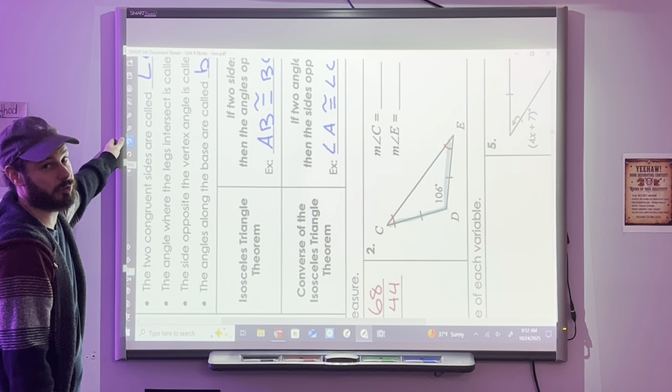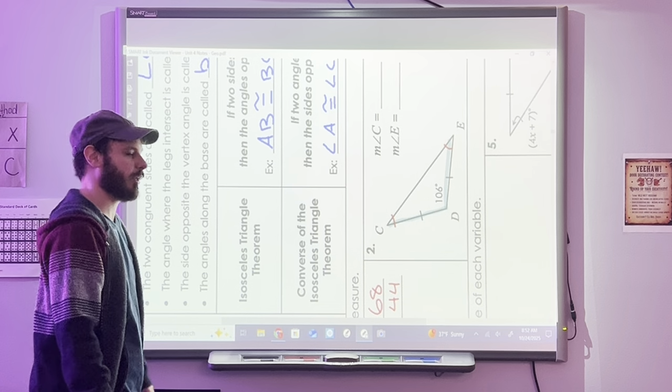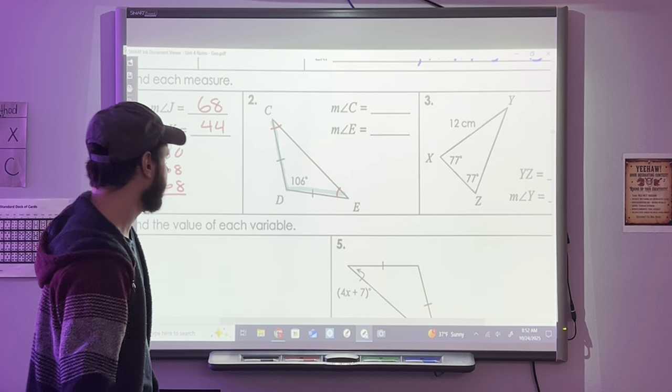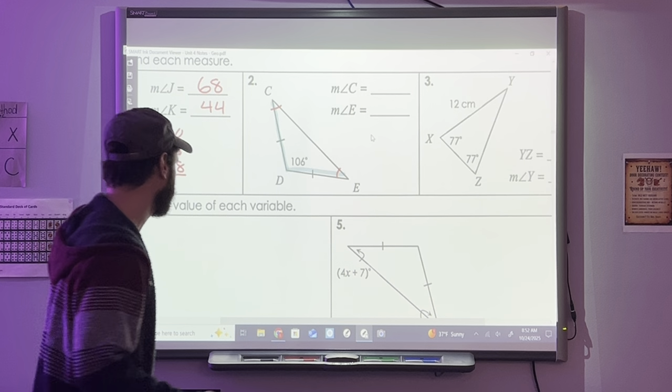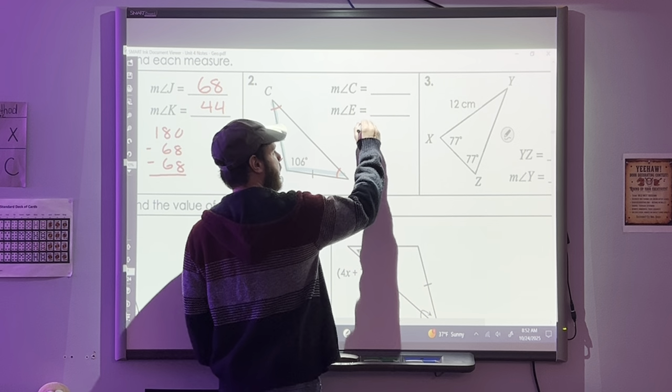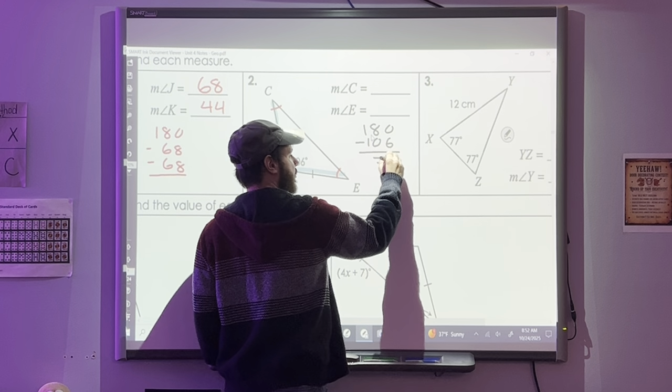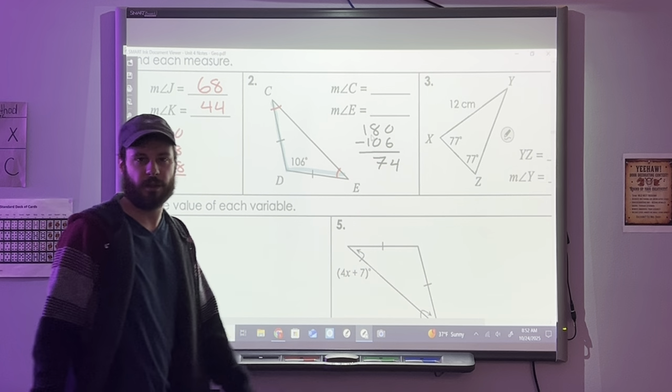And that base might change. So you have to be willing to stay flexible. All right, now I have 106 degrees in my top here. Let's see, I know there's 180 degrees in a triangle, so let's take away the 106 and figure out that we have 74 degrees left to work with.